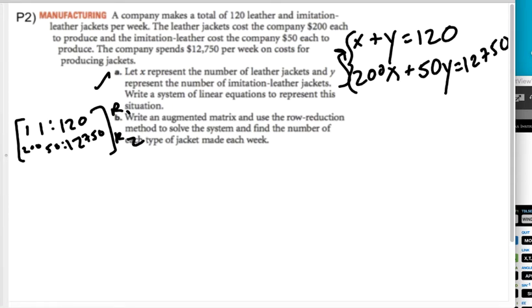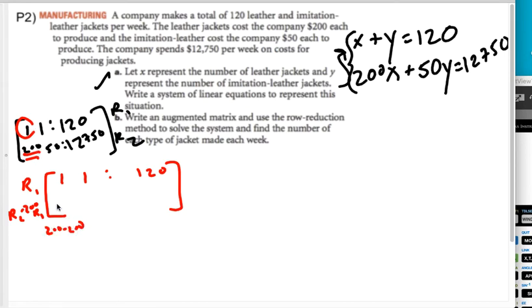Okay, so the first thing I noticed is that this is already a 1, so I'm going to target this 200. I'm going to leave row 1 the way it is, 1, 1, 120, and I'm going to do row 2 minus 200 times row 1. So that's going to be 200 minus 200 times 1, which is a 0. It's going to be 50 minus 200, which is negative 150. And it's going to be 12,750 minus, if you double 120, you would get 240, but you're tacking on 2 zeros because you're multiplying by 200.